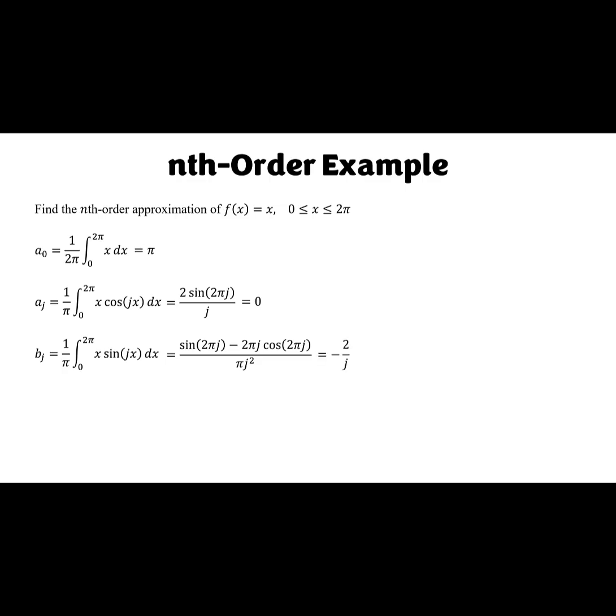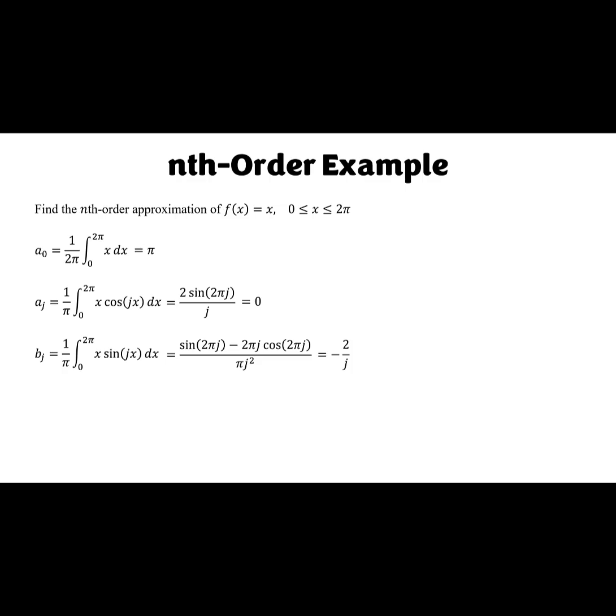So you can rewrite this as negative 2 over j, because cosine is 1. You have a pi divided by pi, so the pi disappears, and the 2j over j squared is just 2 over j. You still have that minus sign, so negative 2 over j. This means b1 is equal to negative 2 over 1, b2 is equal to negative 2 over 2, b3 is equal to negative 2 over 3.